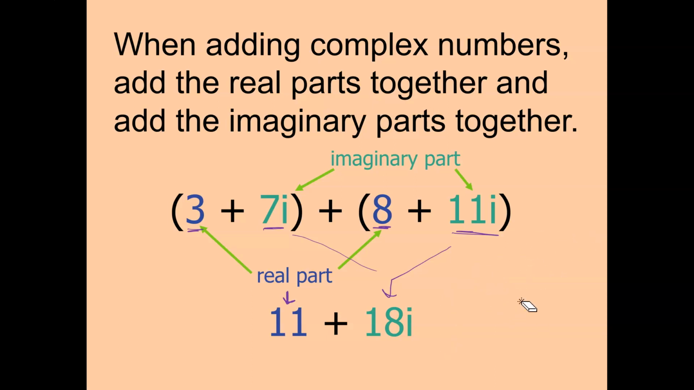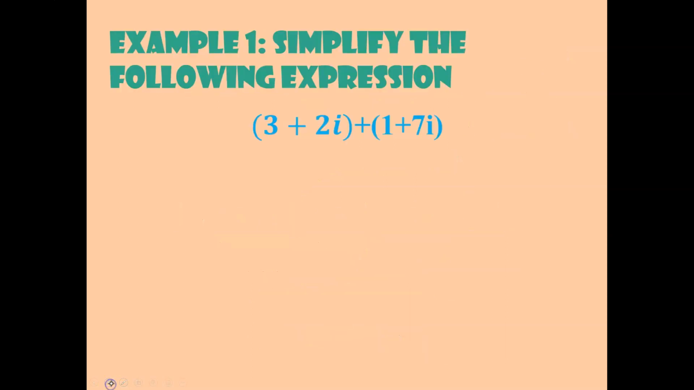So when you're adding imaginary numbers, you just leave the i alone, treat it like a variable, and you're just adding those coefficients. So I said 7 plus 11 and I got the 18, and then I just added the i. So this would be your answer, 11 plus 18i, okay? All right, so that is your guided example.